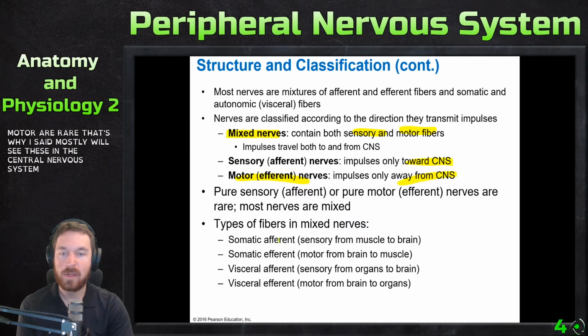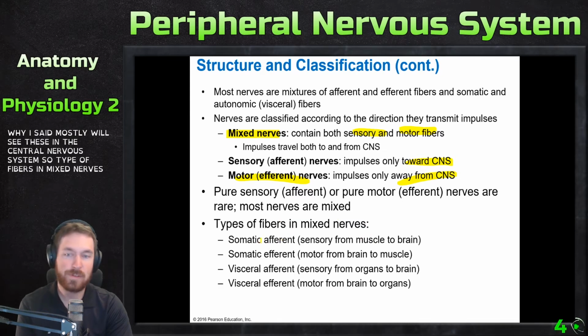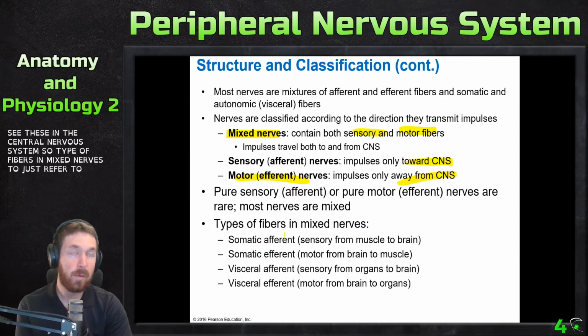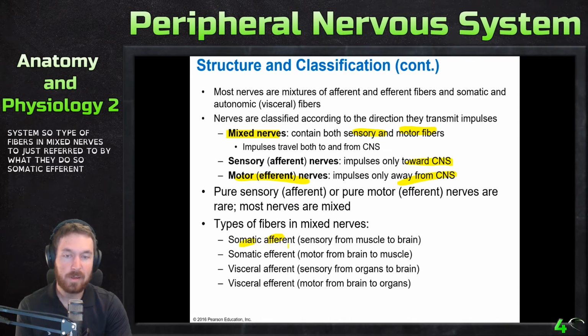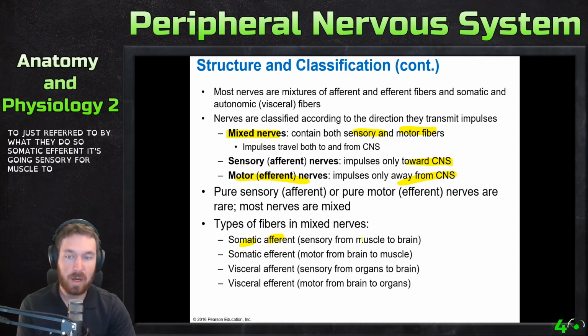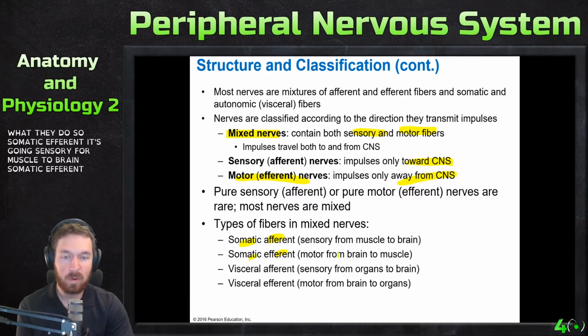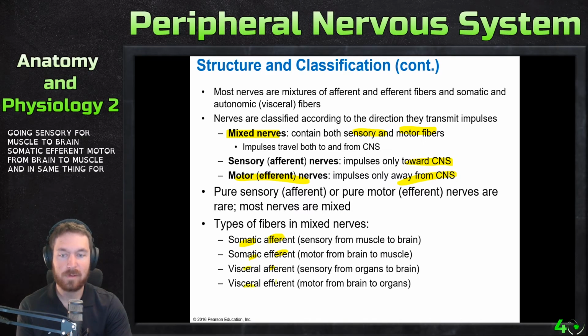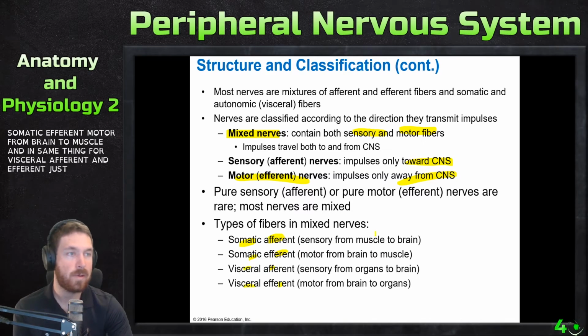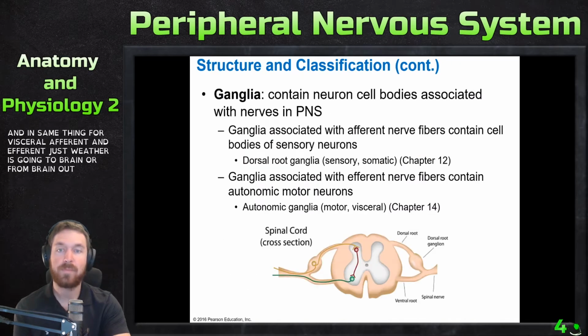So type of fibers in mixed nerves, they're just referred to by what they do. So somatic afferent, going sensory from muscle to brain. Somatic efferent, motor from brain to muscle. And then same thing for visceral, afferent and efferent. It's just whether it's going to brain or from brain out.